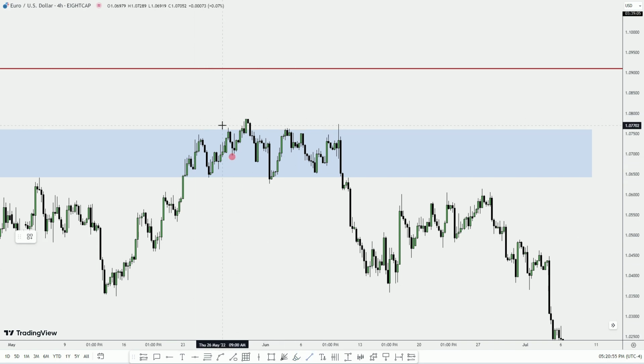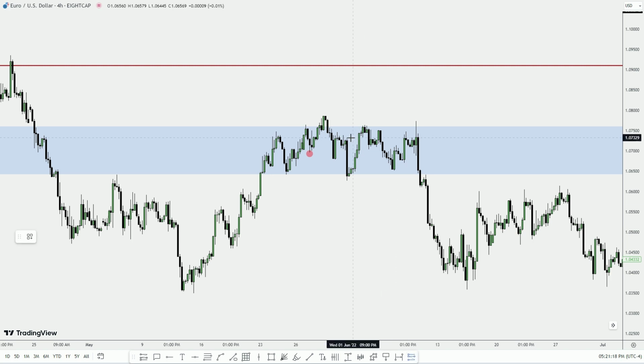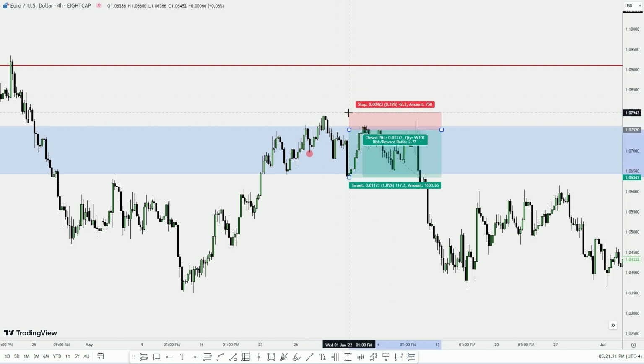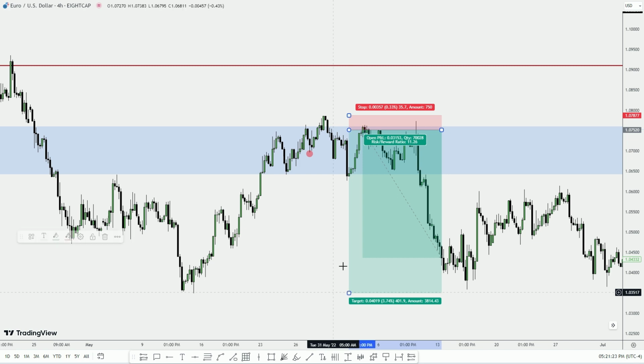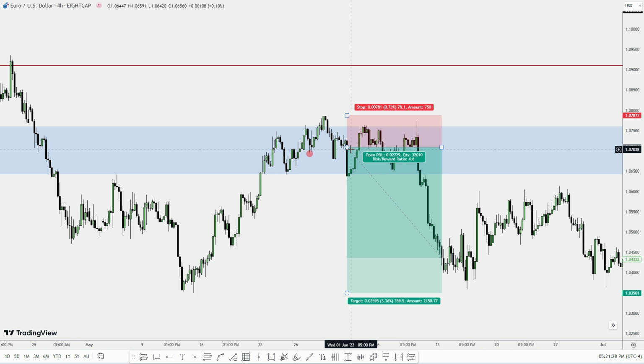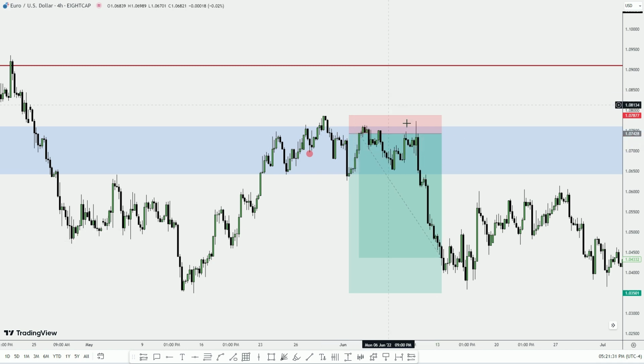We took this high here. Shifted. Okay. Breaker. Rejection block. Okay. OTE. Order block. There's a lot of entries you guys have. So no matter where you entered from, whether it was the order block, 11R, the breaker, 4R, OTE, about 8R.